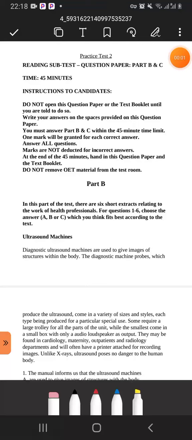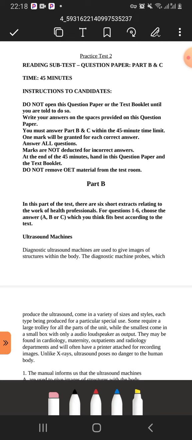Okay, guys, so welcome to part B and C of OET Reading. And as you know, part B and part C has 22 questions combined: 6 questions in part B and 16 questions in part C. So for part B, when you are done, then you proceed to C because part B and part C are combined and you have 45 minutes.